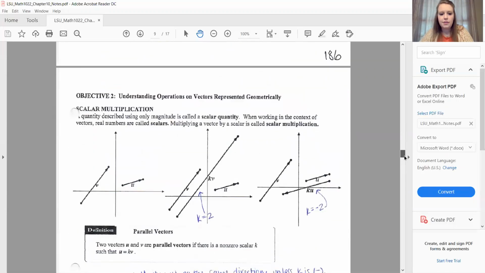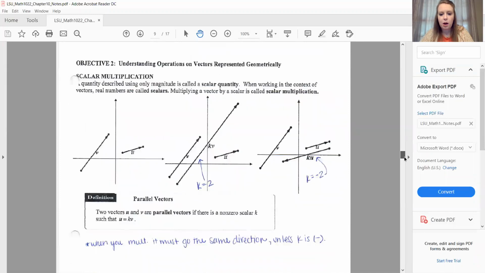All right, objective 2 is basically you're going to multiply, add, and subtract vectors. I have these 2 vectors right here, u and v. If you're just doing scalar multiplication, you're just multiplying by a number. For this one, I made up a number, k, because it looked like it was 2. If k is 2, it has to be parallel to it. It's going to go in the same direction. So it just doubled v.